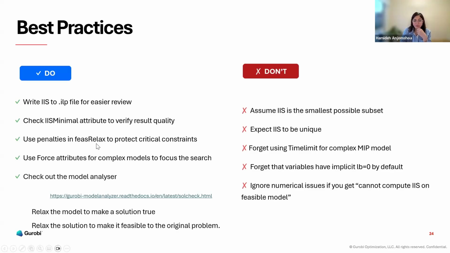And when you're using feasRelax, you can use penalty to protect your critical constraints that you don't want to relax. For example, in the previous scenario, when the patient is doing surgery, you cannot wake up the patient in the middle of surgery and say that there's an emergency coming, because these are the must-haves. You need to be careful how to use them as well.